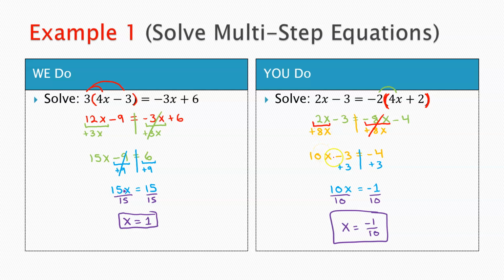I did a very similar thing here with the negative 3 and the negative 4. I kicked over that minus 3 by doing plus 3 to both sides. So the 3's obviously cancel out. Negative 4 plus 3 was negative 1. And then at the end here, we just divide both sides by 10. Of course, negative 1 does not divide nicely by 10, so we go ahead and leave it as a fraction.